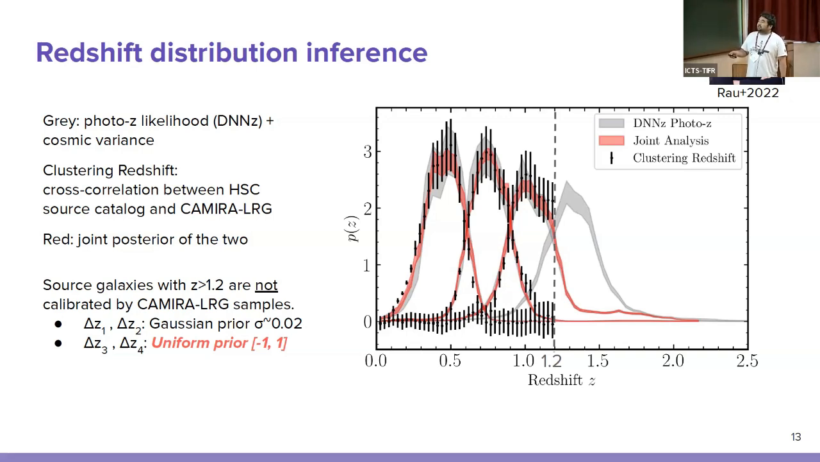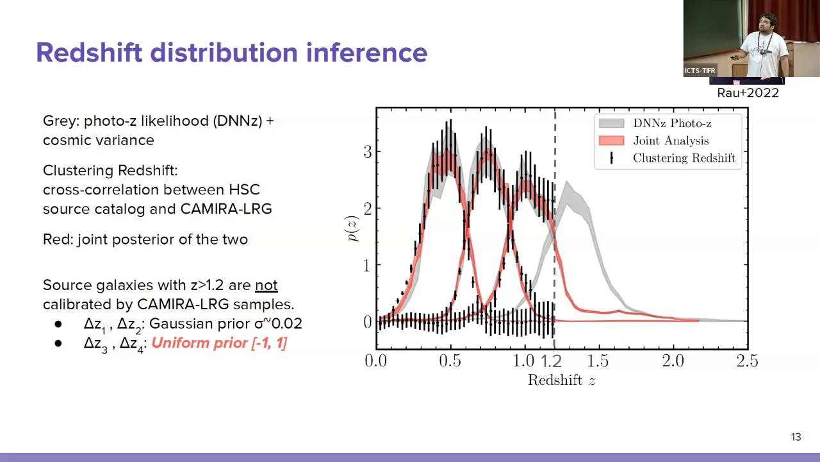You can see that for this CAMIRA LRG sample, we have only up to the Y band, and the LRGs are red galaxies. The redshift estimate is reliable only up to 1.2, and we cannot compute a clustering redshift above this point. But for the first two redshift bins, our photo-z measurement matches very well with the clustering z, so we are confident, and we use a Gaussian prior for the photo-z shift parameter.